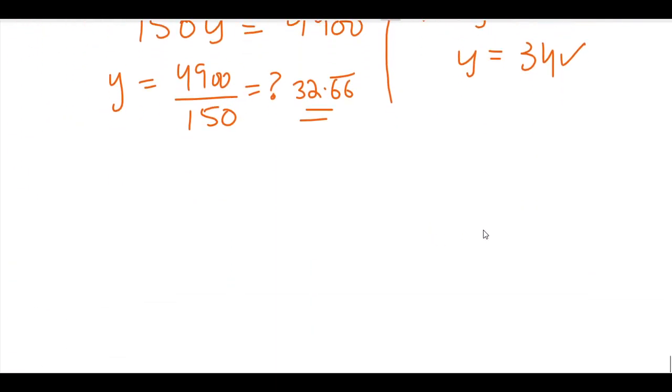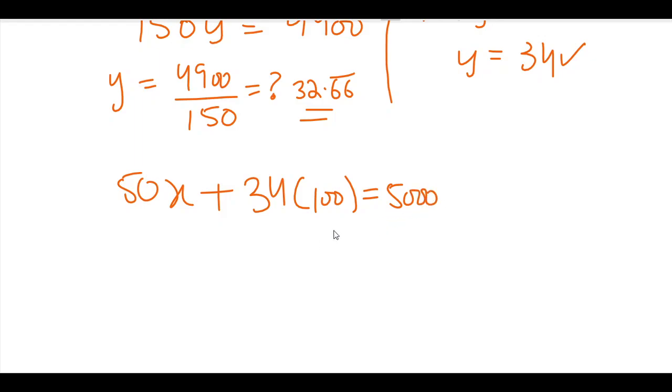I think I can find my x value now. So 50x plus 34 times 100, it's going to be 5,000. So let's just subtract 3,400 from 5,000 and divide by 50 to get x. Let's just jump to the final step. 5,000 minus 3,400 and divide by 50. So x is 32. Okay, a lot of things make sense now.